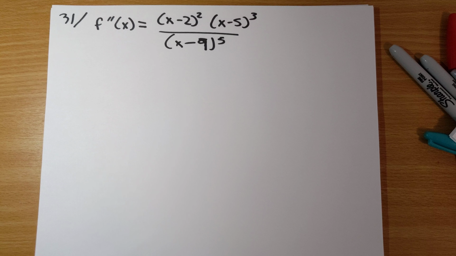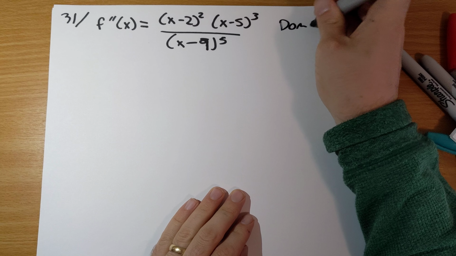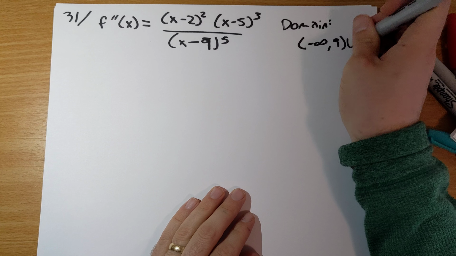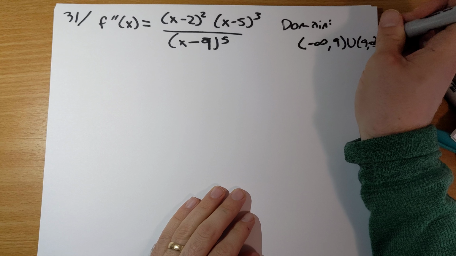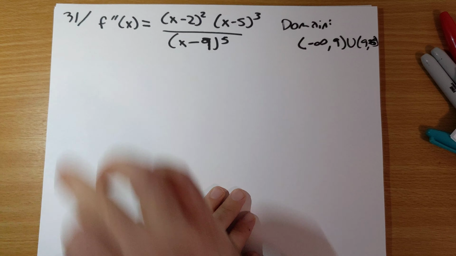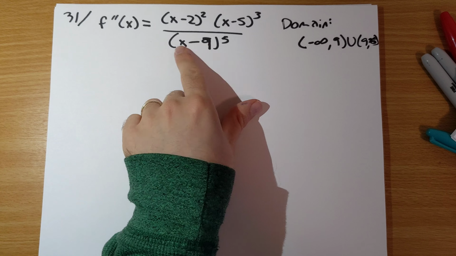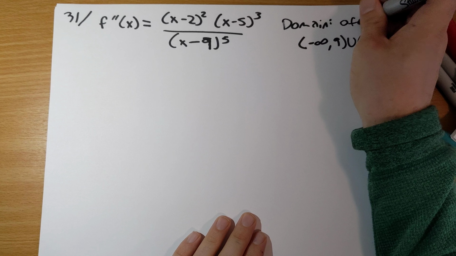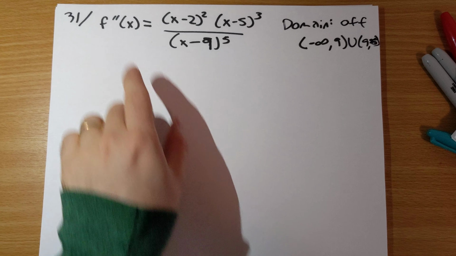Problem number 31. Consider the function f double prime of x equals (x minus 2) squared times (x minus 5) cubed, all of that over (x minus 9) to the fifth. And our domain is going to be negative infinity to 9, union 9 to infinity. Realize we've got the trouble spot there: if we're plugging in x equal to 9, we're dividing by 0. And this is the domain of f, and also for f prime and f double prime.